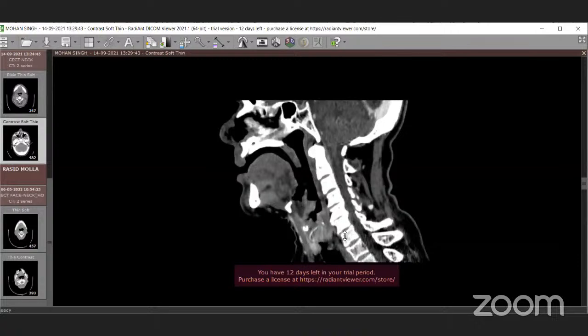Okay, sir. As we have some time here, could you show us in the CT scan the thyroid gland and parts, whatever can be seen in the CT scan?